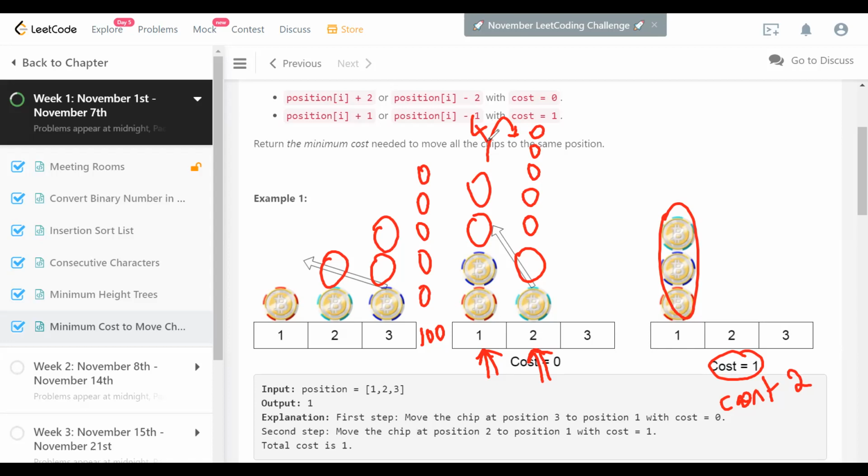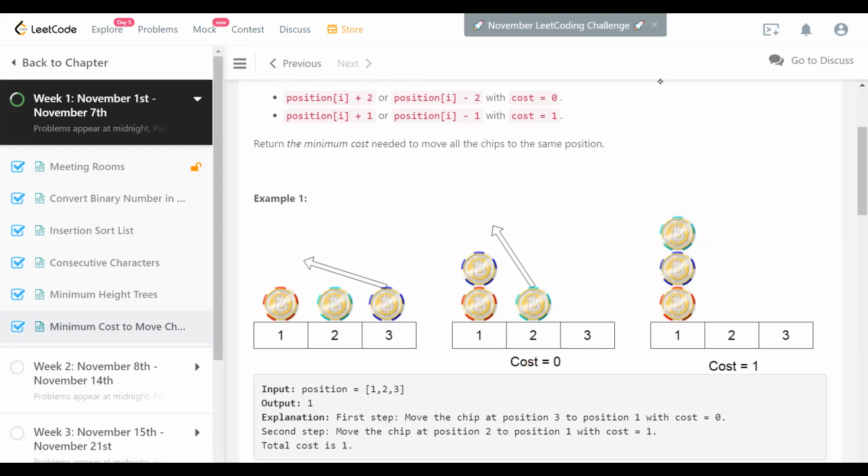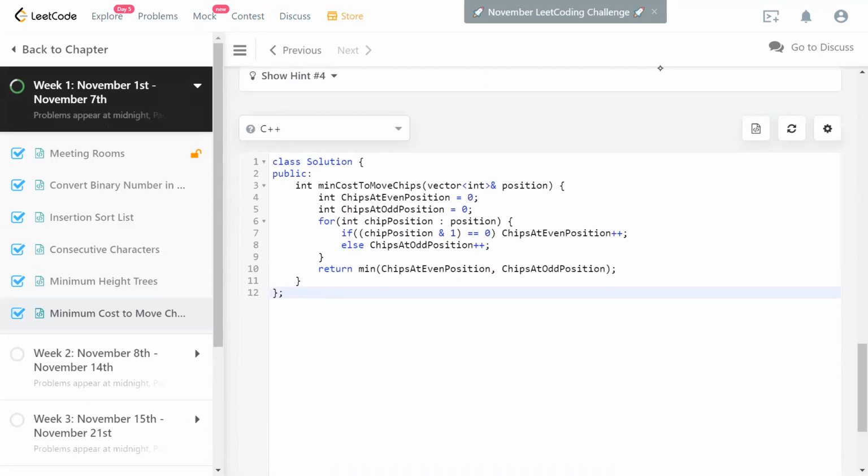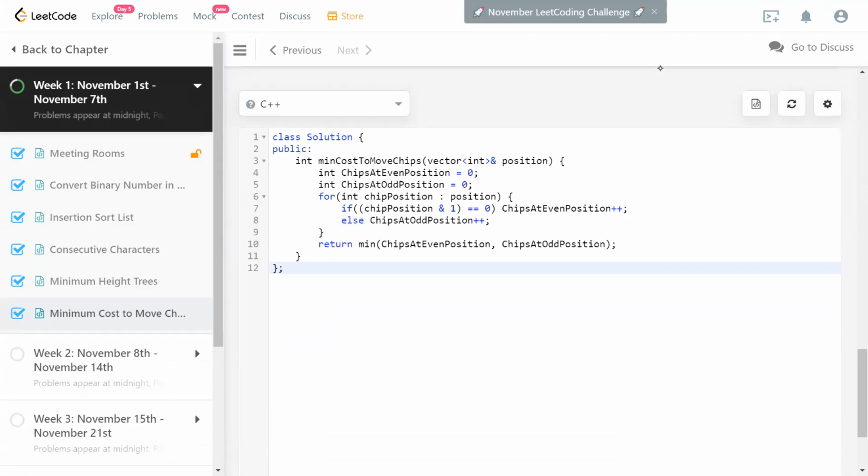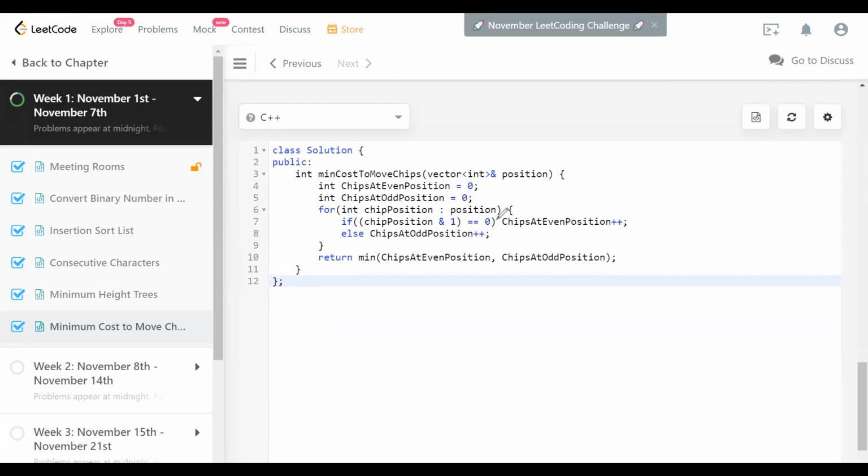Let me show you my code. So here I'm counting for each chip whether it's in an odd position or an even position by this bitwise AND with 1. That's going to just see whether the least significant bit is 1 or 0. That tells us whether it is odd or even. So accordingly, I'm going to increment the even position counter or the odd position counter. So finally, whichever counter has the lesser number is going to be the cost, right? And that's how it's going to work.